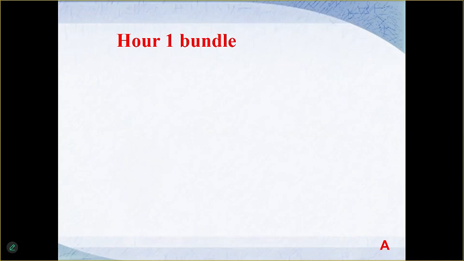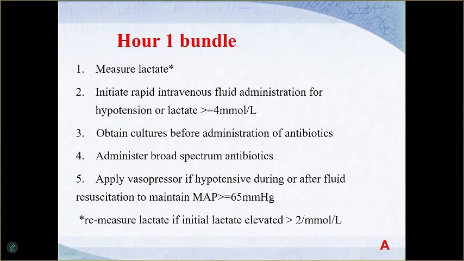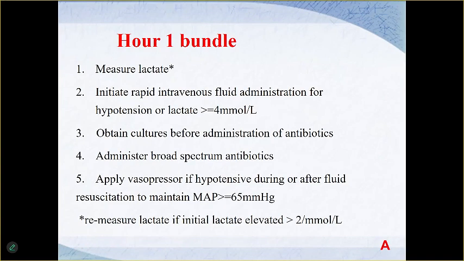Then of course we are going to the proper management of sepsis, time zero. From there you have the golden hour. So from there we are going to apply our hour one bundle. Okay, so if you go to the hour one bundle, you have several sets of things that we are doing together. So measure lactate, and you have to initiate rapid fluid administration if your patient is hypotensive or if the lactate level is more than 4. And then you have to obtain cultures before administering antibiotics, and then you administer broad spectrum antibiotics. And if your blood pressure is still low, then you start vasopressors. And if your lactate is high, you can remeasure and reassess our patient.